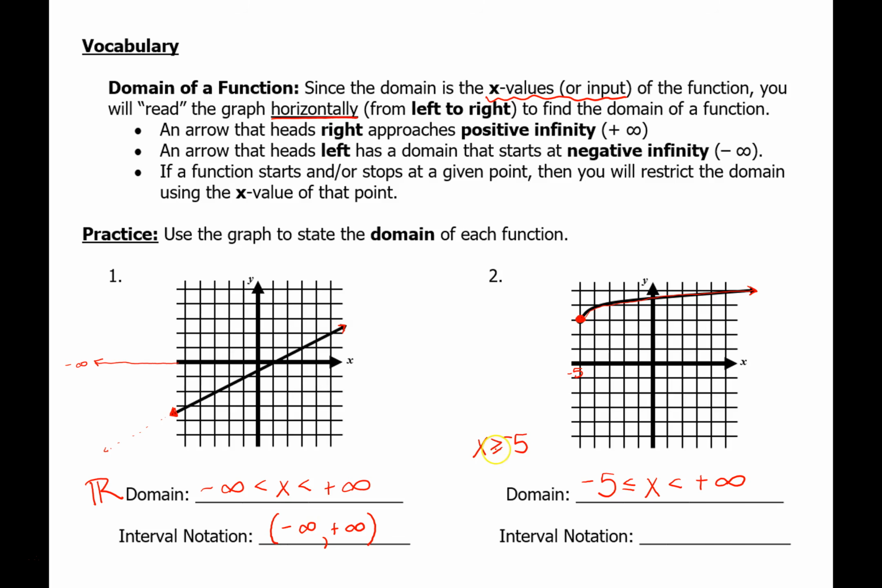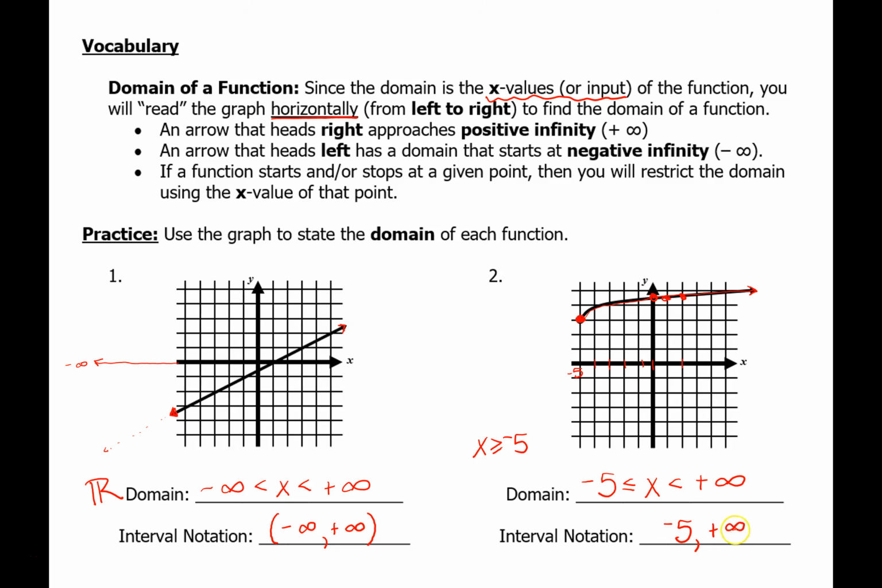Because x is always bigger than or equal to that point negative 5. For every x value you pick on the x-axis, there's a point up here on this graph. For interval notation, we're going to take these two end values again. We're going to start at negative 5 and go all the way up to positive infinity.